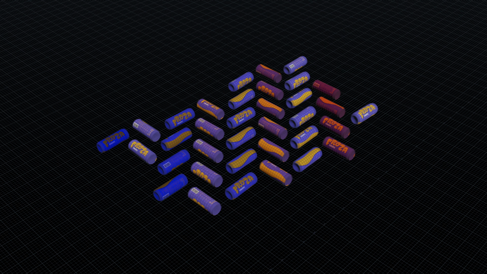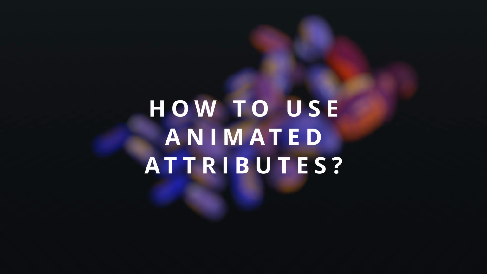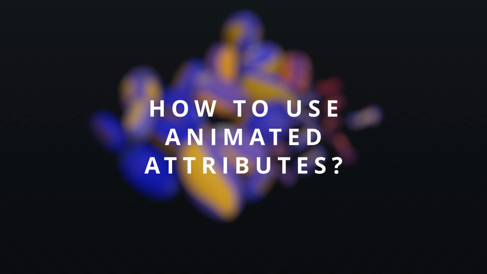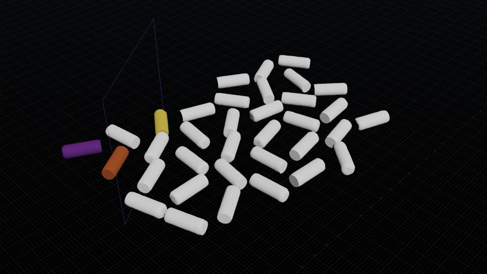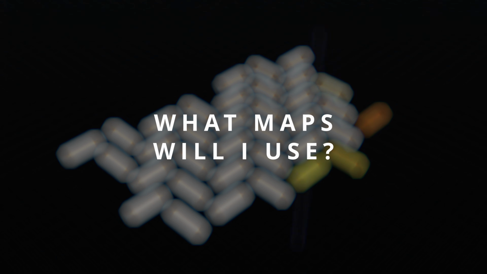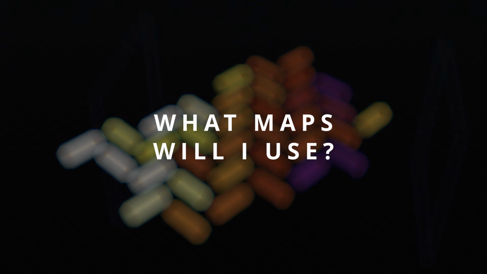We went fast. Now, the question of the video is how to use animated attributes to drive Vellum simulations. But before this question comes another. What maps will I use to influence the Vellum simulation?